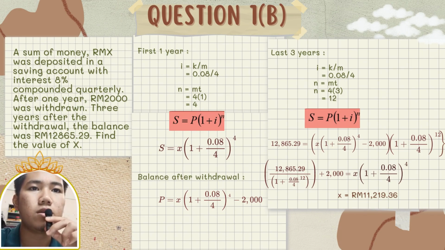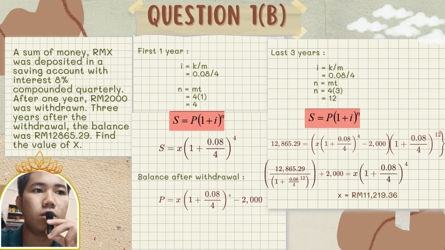For question 1B, a sum of money, RM X, was deposited in a savings account with interest 8% compounded quarterly. After 1 year, 2,000 ringgit was withdrawn. 3 years after the withdrawal, the balance was 12,865 ringgit and 29 cents. Find the value of X. So the question wants us to find the original amount that was deposited into the savings account.